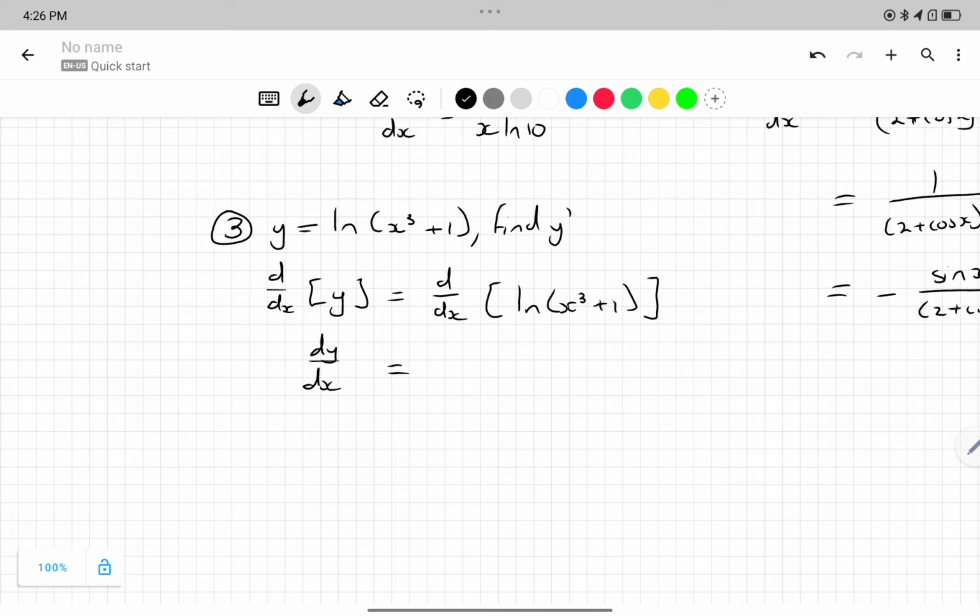So we need to find this. We have 1 over x cubed plus 1. Now I need you guys to notice something, so I'm going to write it in full. This is like log e. It's log of x cubed plus 1 to the base e. So the base is e, and then multiplied by the derivative of what's inside, which is x cubed plus 1.